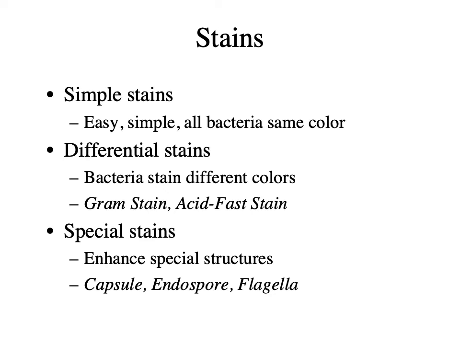Now, for special stains, we are enhancing special structures that we are looking for. We want to know if our bacteria has a capsule, or if it has an endospore or a flagella. These are special stains that we use to examine all the unique structures that a bacteria or our specimen might have. And we will go more into all of these different types of stains in the upcoming chapters.